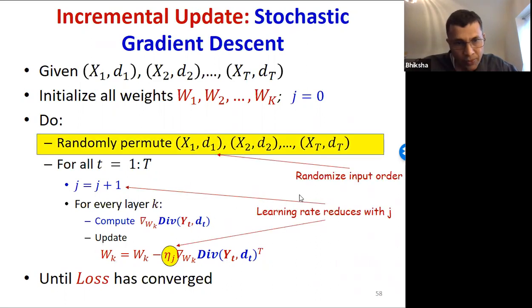So here is the modified pseudocode. This is the same one as before, but now there are two things happening. Of course, I'm randomly permuting the training data for each epoch. And then I keep track of the iteration, where each update is now an iteration, right? And the learning rate is going to keep shrinking with iterations.